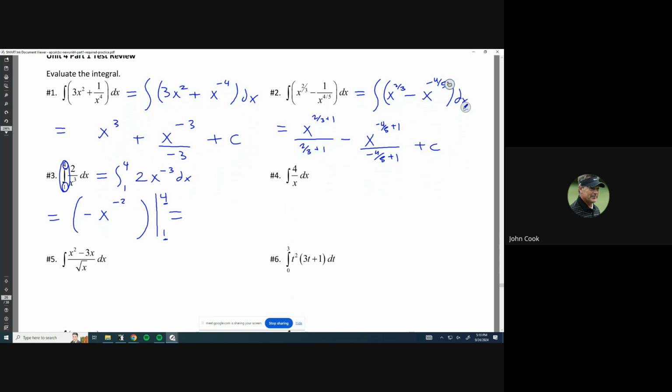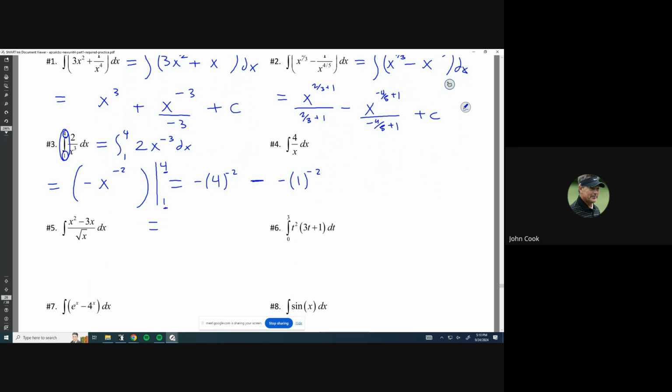So I'm going to plug in 4 first. So negative 4 to the negative 2nd. Then I'm going to plug in 1. So negative 1 to the negative 2nd. And then I've got to subtract these two. That's the fundamental theorem of calculus and the answer to my definite integral. You can just leave it like that if you want. You can make it look a little bit nicer, I guess. You could write it as negative 1 over 16 plus 1, or you could write it as 15/16 or whatever. It doesn't really matter. But if you get to this point, you got full credit.